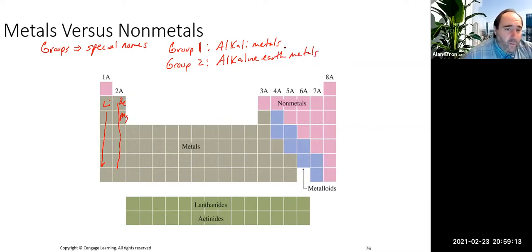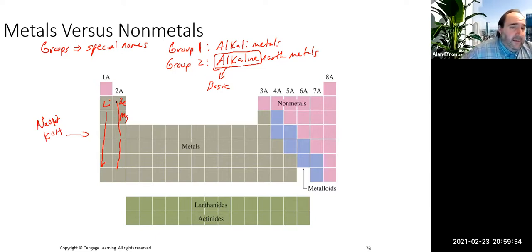And one thing that we typically see out of group 1 and group 2, if you're not sure what the term alkaline means, it pretty much means basic. That's where we find a lot of strong bases come from, like sodium hydroxide, potassium hydroxide. They pretty much come from group 1 and group 2 off the periodic table. And that's why they're referred to as alkaline earth metals and alkali metals. They're basic in nature.